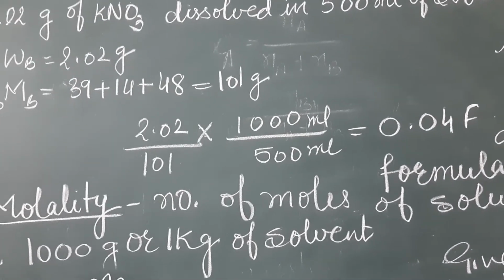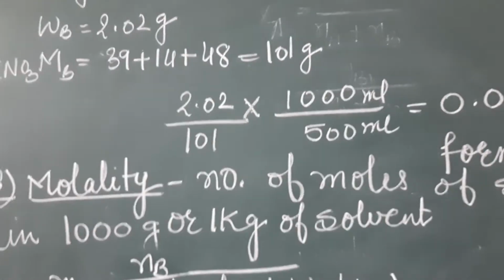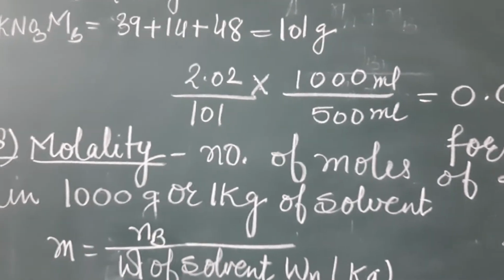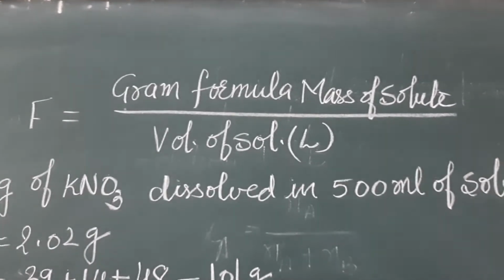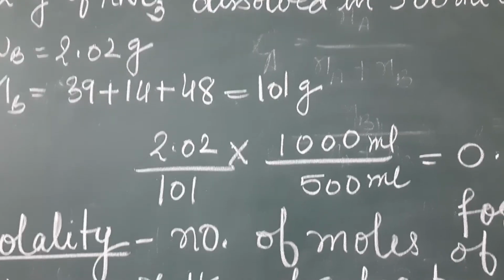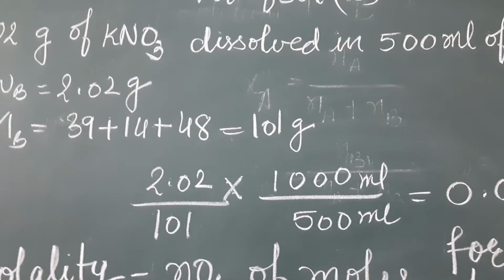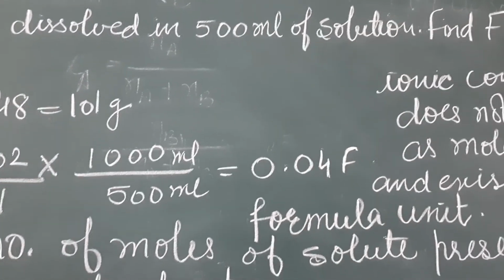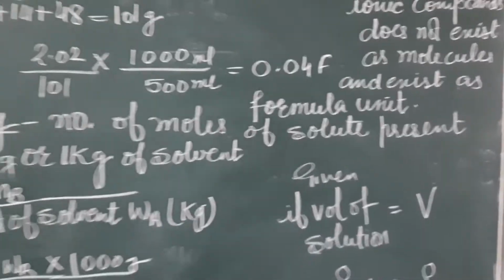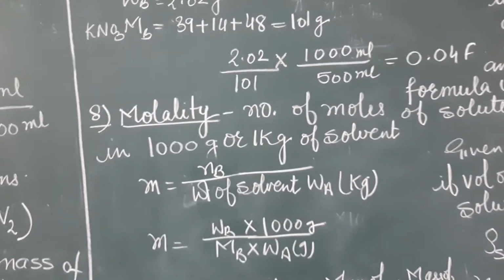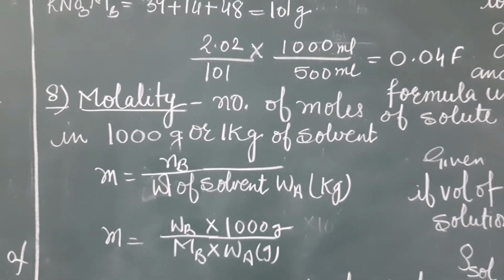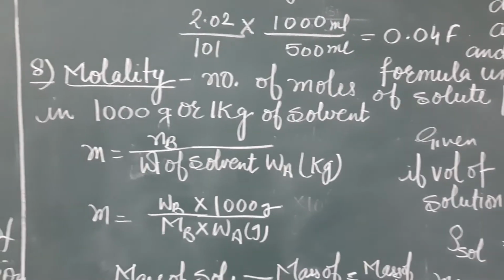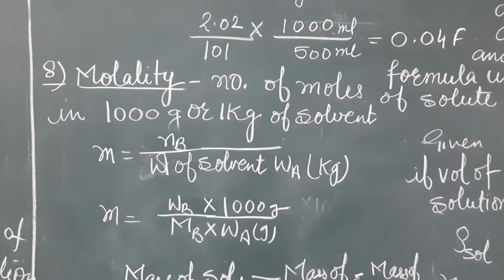So what is the formality? Put these values in this formula, and we get 2.02 divided by 101, into 1000 ml divided by 500 ml, that is 0.04 formality. I hope all of you understand this term formality. It is used only for ionic compounds. Now the next term is molality.